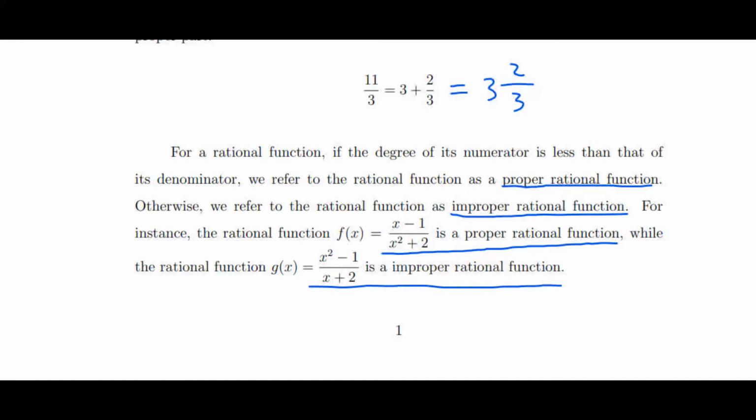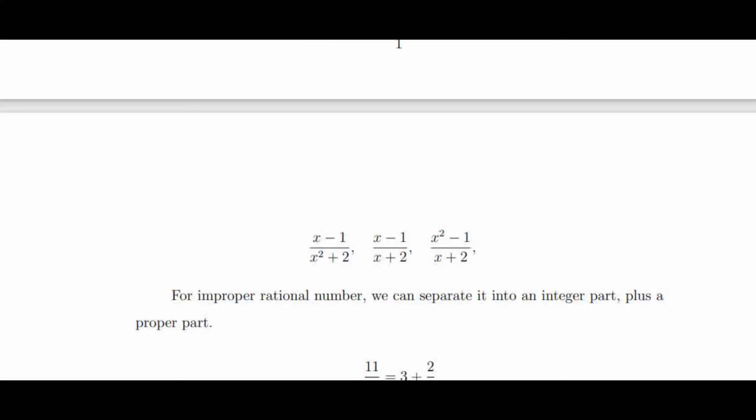So we call this proper because degree in numerator is less than degree in denominator. And for this one, it is an improper rational function because the degree in numerator is larger than the degree in denominator. So we just check the degree in numerator and in denominator. Okay. So like here we have three rational functions. The first one is proper, and the third one is improper.